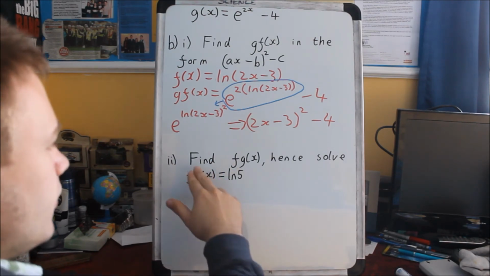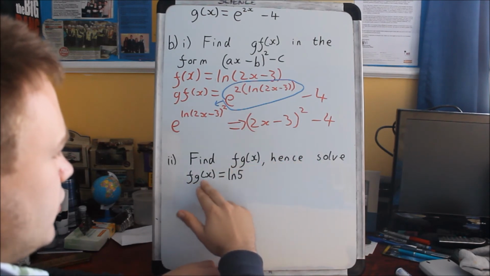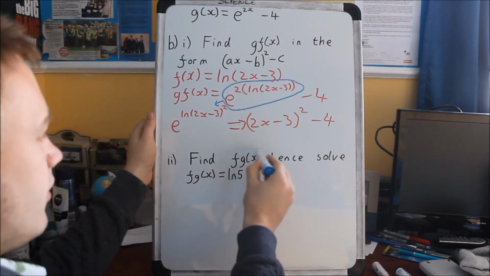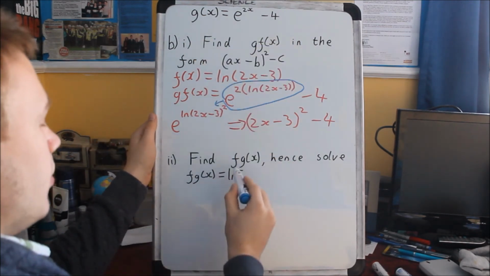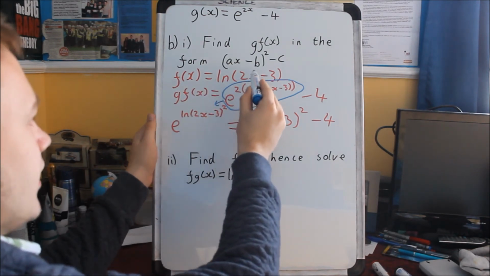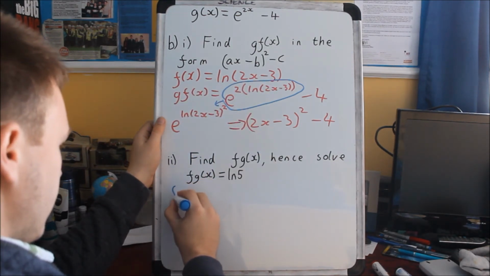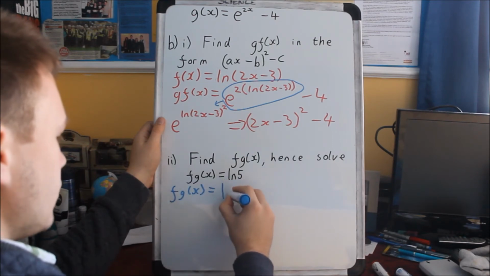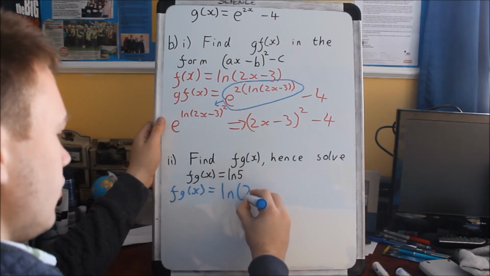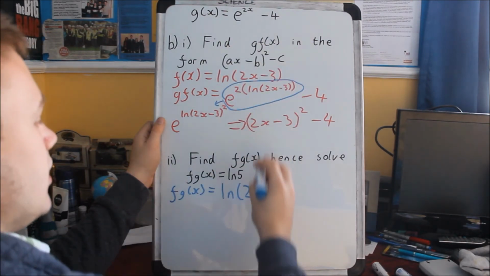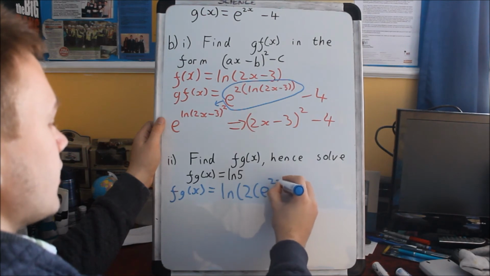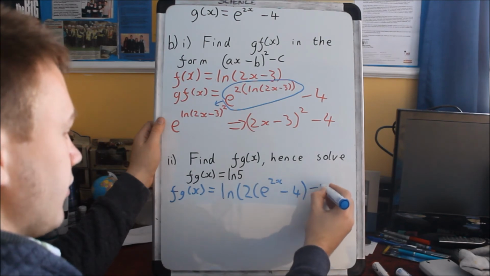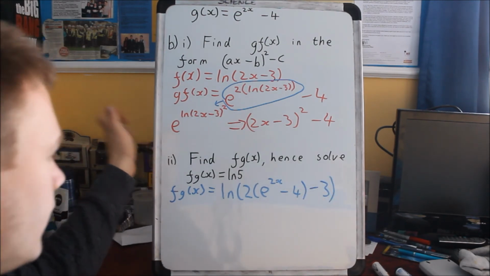Part 2 then. Find fg of x, and hence solve fg of x equals ln 5. So fg of x is the opposite way round. We take our g of x, which is this, we put it into our f of x in place of any x. So fg of x equals the natural log of 2 lots of, instead of x we put in our g of x, e to the 2x minus 4, and then we've still got this minus 3 after that.